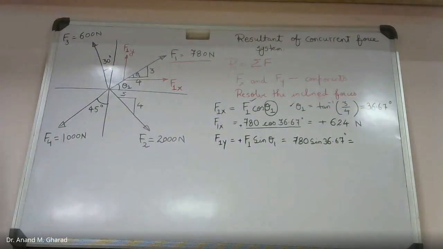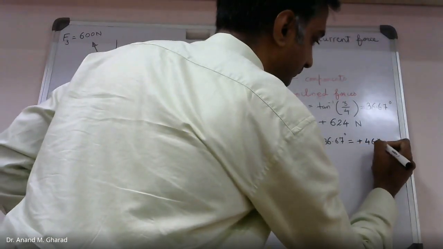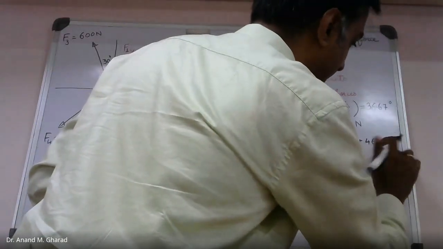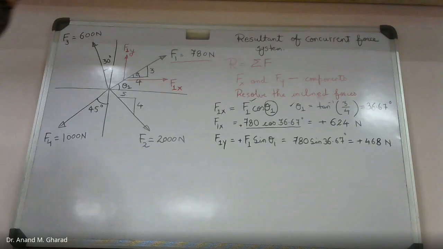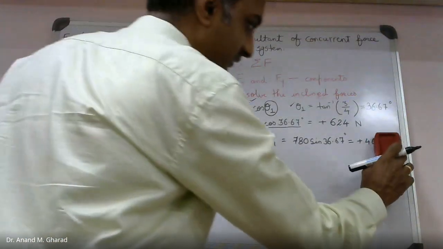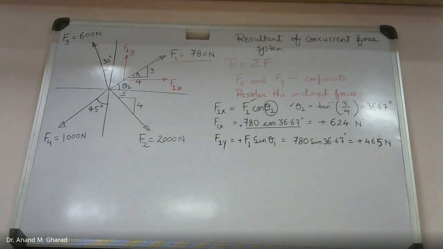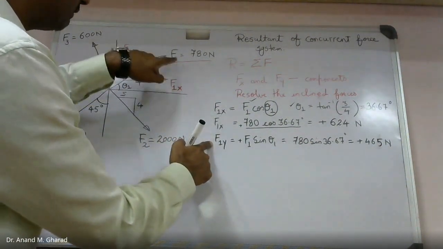How much? 465, 463, or 465, sir. 468, sir. How much? So 468. So my calculator is showing 465, sir. Sir, it's 465. Okay, 465 is fine. Check it. 465. Fine. So what we have done, we have found out the components of force F1.